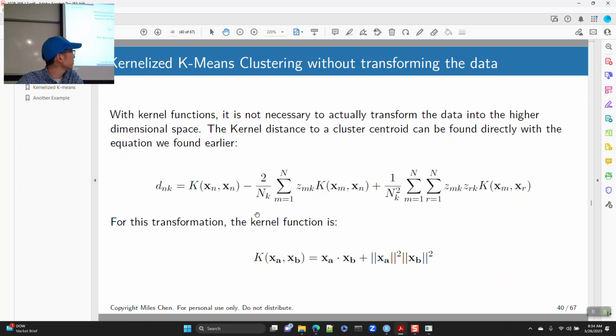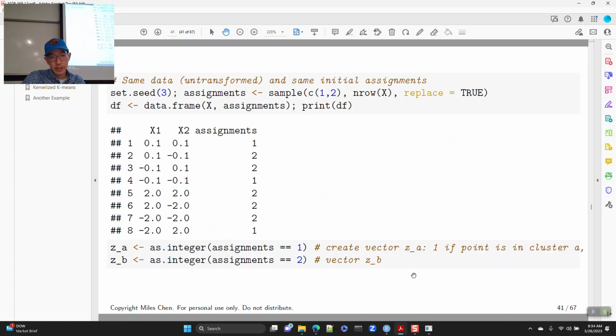So here's our kernel function. The equivalent kernel function for transforming from the two-dimensional coordinate into the three-dimensional coordinate is xa dot xb, norm of xa squared, norm of xb squared. And if we use this kernel function, then we can calculate the distances to the centroids directly without actually bothering to calculate the centroids.